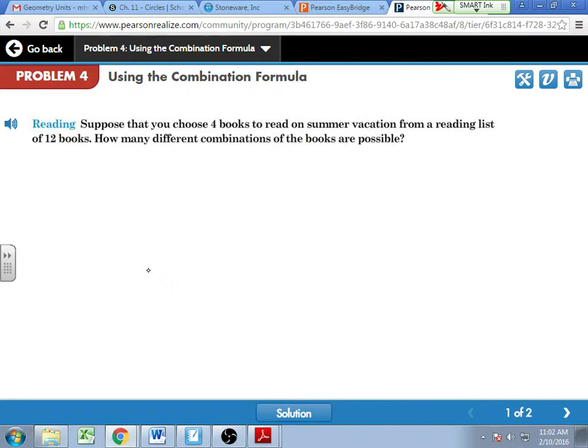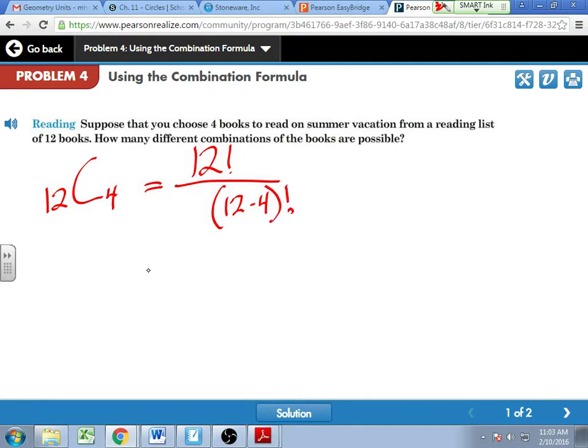Well, if order doesn't matter, I have 12 factorial options, but since I'm only choosing 4 of them, I'm going to set up 12 factorial over, but now that's a combination, so I have 12 choose 4, and my formula changes. I have 12 factorial on top, and I still have my 12 minus 4 factorial on bottom, but there's something else on bottom too. What's that? The number that you're choosing, so 4 factorial.